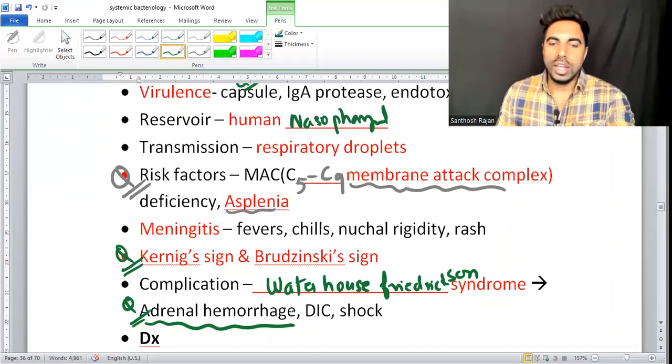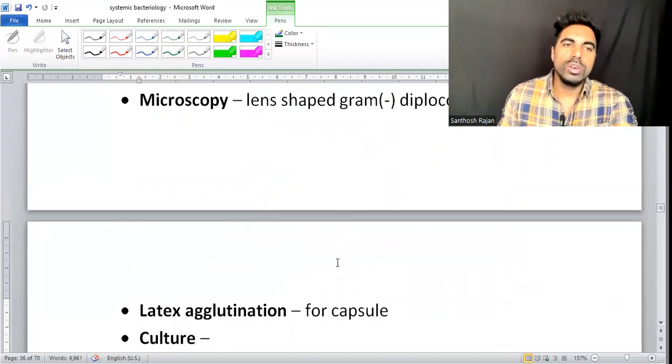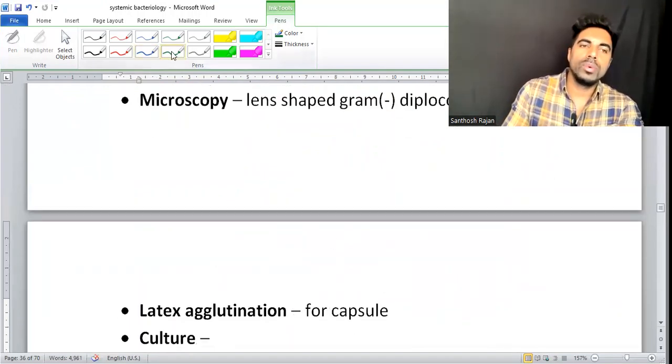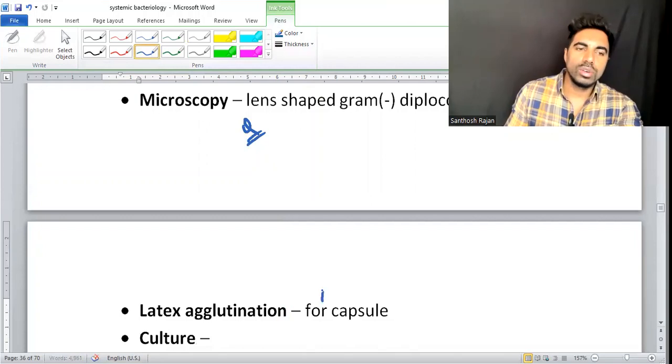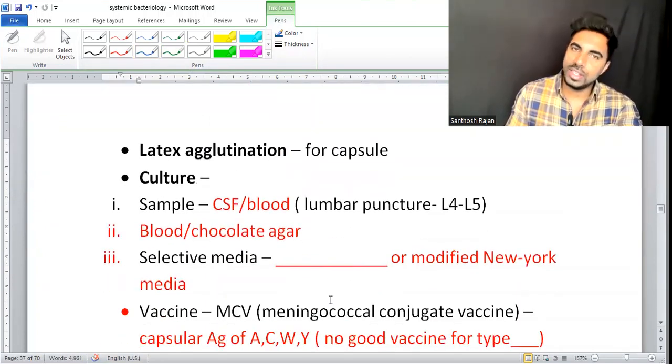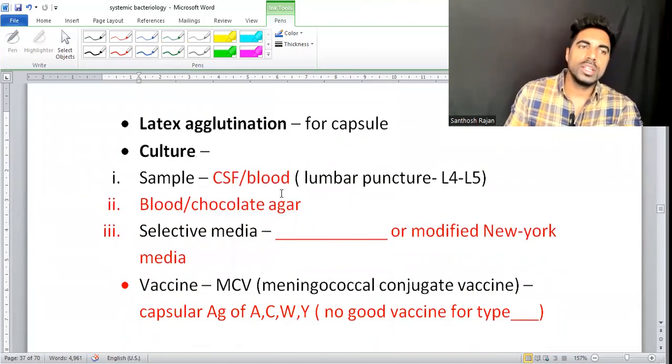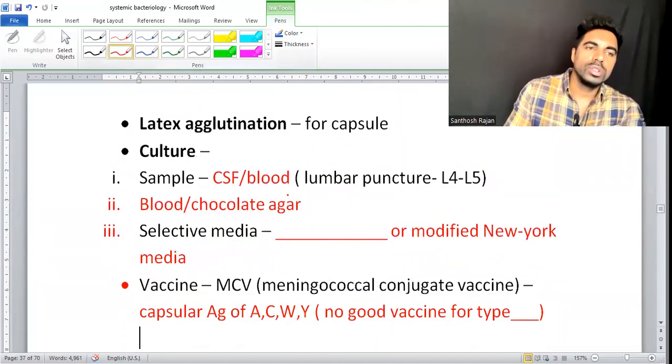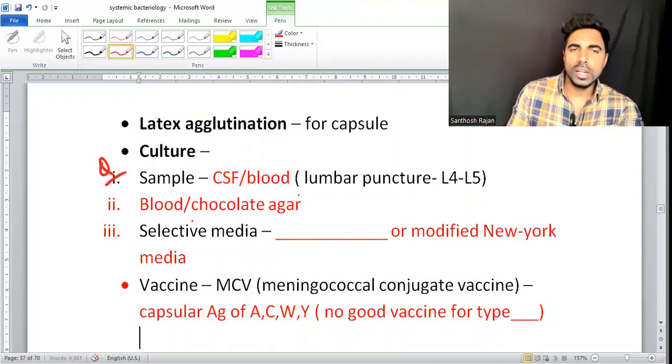Now, diagnosis is already told. Simple, it's a lens shape. It's a lens-shaped gram-negative diplococci, with latex agglutination for detecting the capsule, and culture. In culture, of course, the sample is CSF because of meningitis. Meningitis means you will take the CSF sample. So you take the CSF sample or blood sample, by lumbar puncture, and put it on blood or chocolate agar.